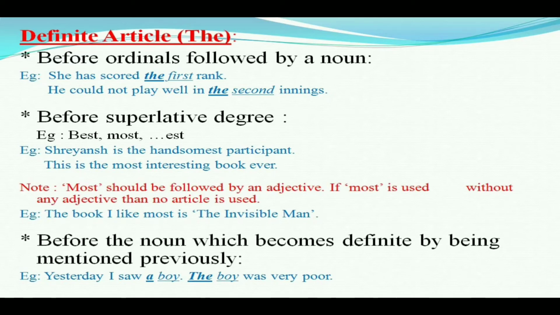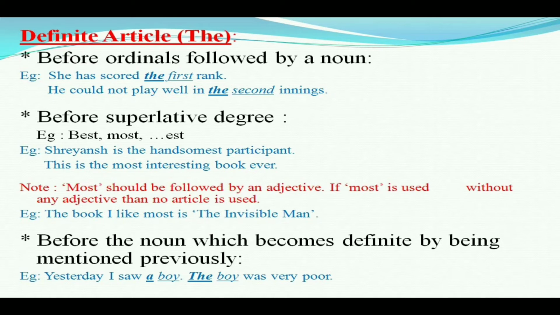Next point, before the superlative degree. If you find any of these words, best or most, they are prefixes, which are used before a word, whereas est is used as a suffix, meaning at the end of a word. So if you find any of these words, we use the before such words. For an example, Shreyansh is the handsomest participant.